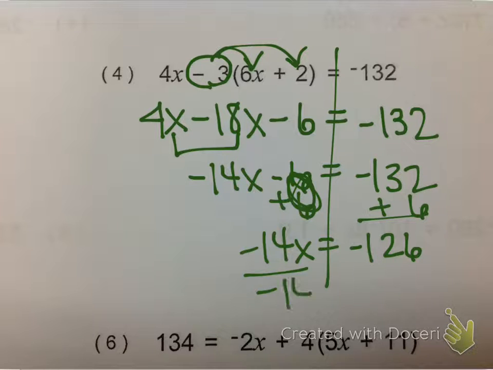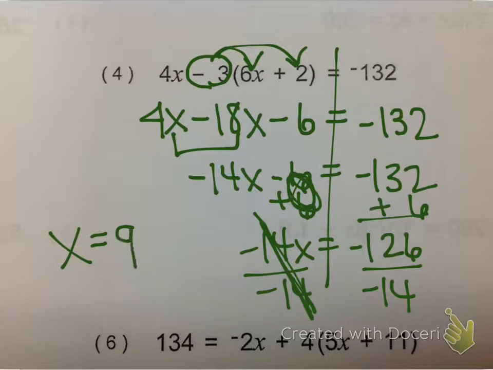Divide by negative 14 on both sides. Negative 14 over negative 14 is 1. X is, 14 goes into that 9 times. And negative, negative make positive.